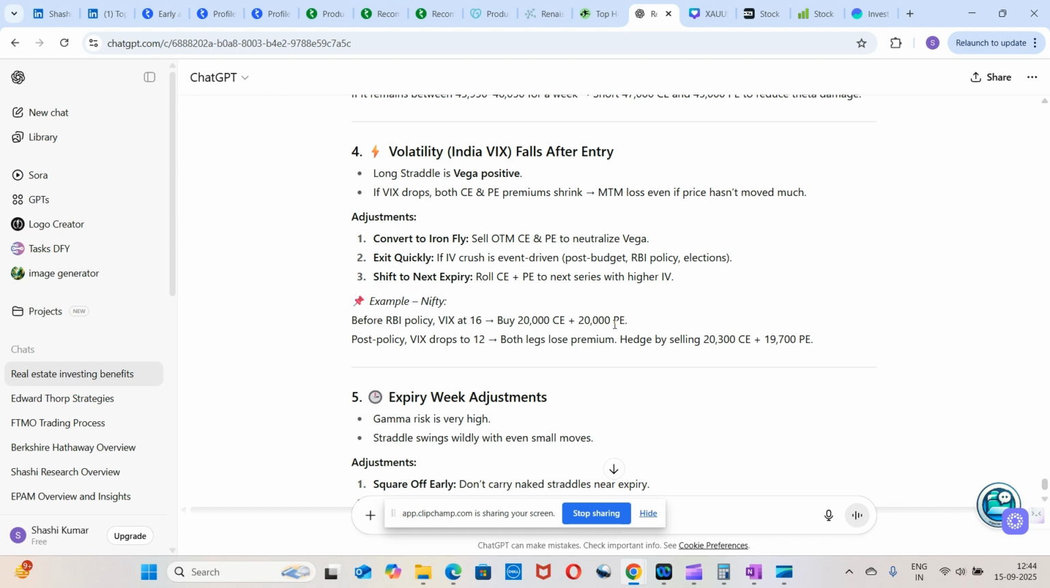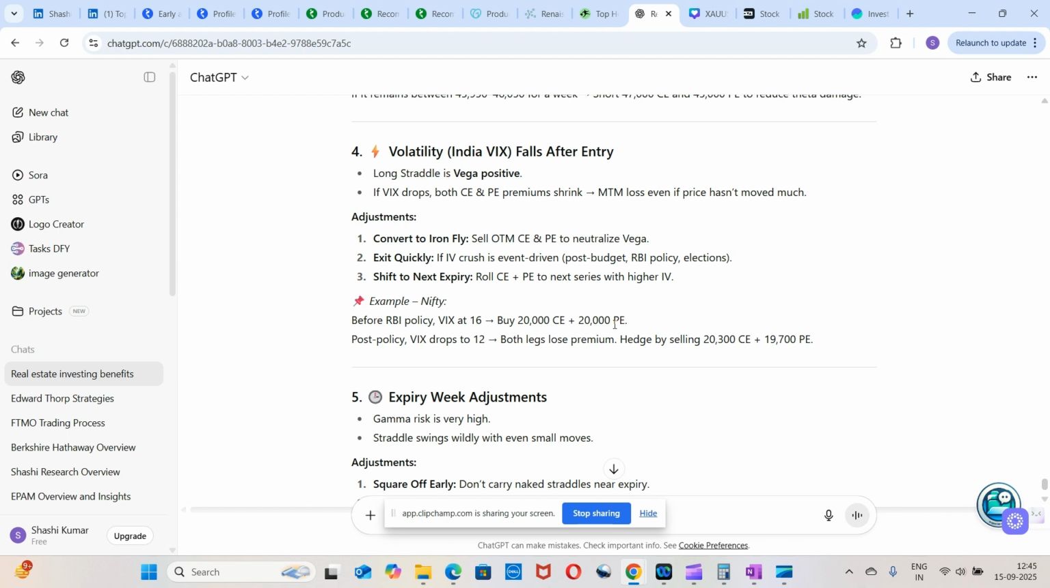You convert it into an iron fly by selling a short strangle, OTM C and P, to neutralize Vega, or exit quickly if the IV crush is event driven, like RBI policy, post budget, or election. So you exit that trade and shift to the next expiry. Roll this C plus P to the next series with higher IV. So these three things you could do.